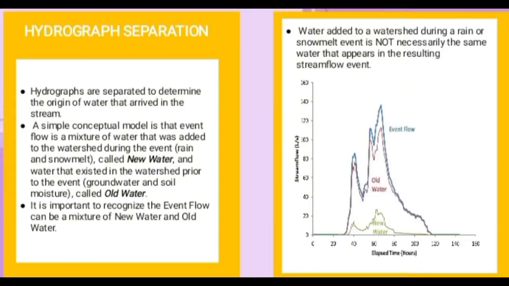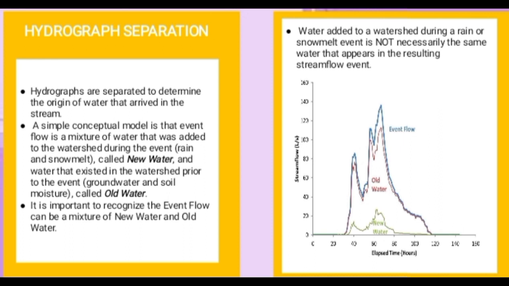Hydrographs are separated to determine the origin of water that arrives in the stream. A simple conceptual model is that event flow is a mixture of water that was added to the watershed during the event and snowmelt, called new water, and water that existed in the watershed prior to the event, which is the groundwater and soil moisture, called old water.